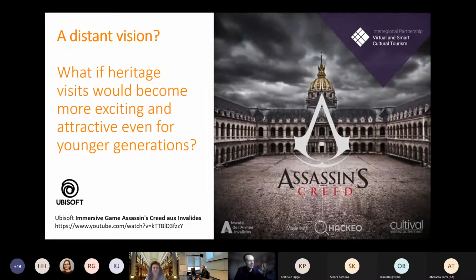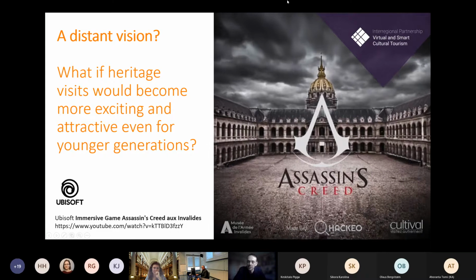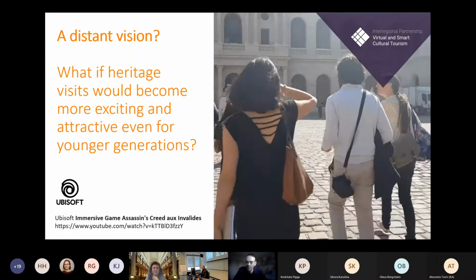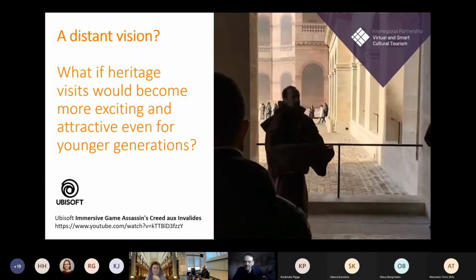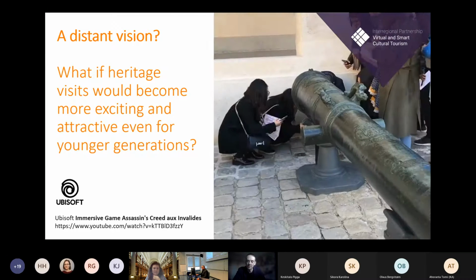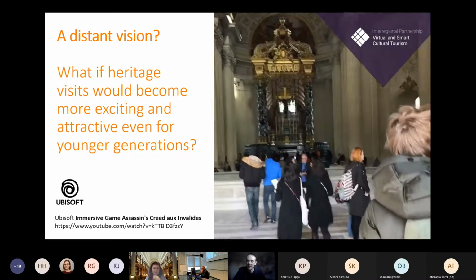Let me end with this slide, where bigger players like Ubisoft are also working on this topic: how to enable younger generations and multiple types of users in these 3D blended environments where locations and virtual contents are getting more or less mixed.